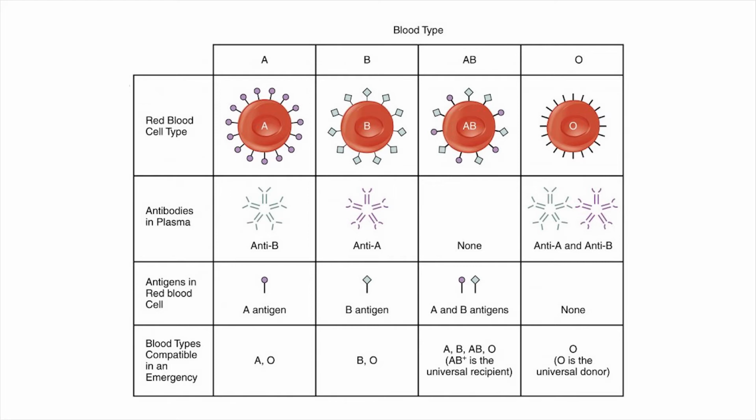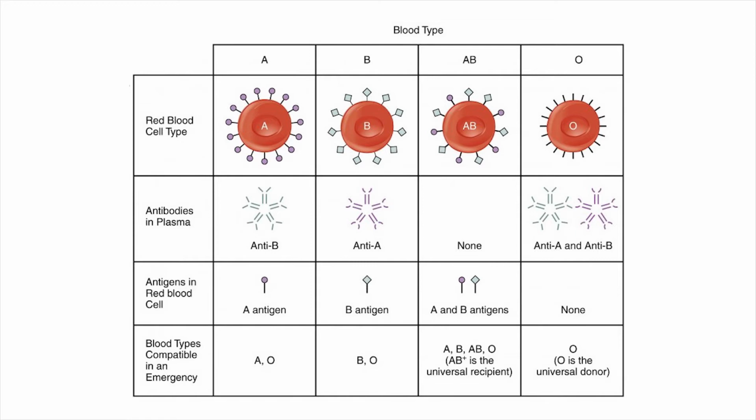Now, with type B blood, these individuals will have anti-A antibodies in their plasma. The outside of their red blood cells will contain B antigens, and they would be able to receive blood from individuals with type B blood or individuals with type O blood.